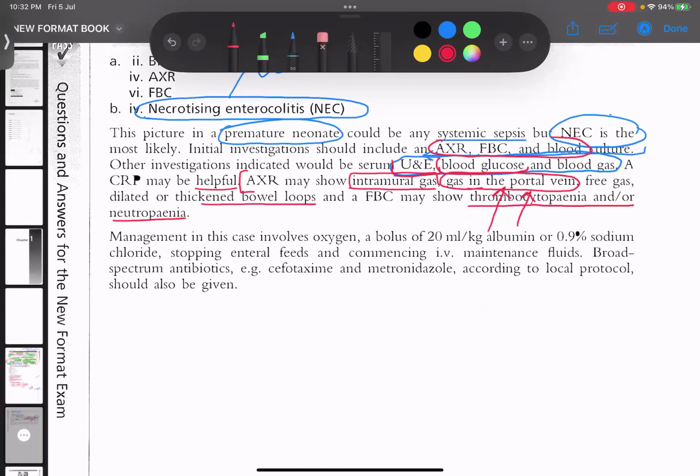And in case of management of this child, since this child is in shock, we'll give a bolus of 20 ml per kg of albumin or 0.9% sodium chloride. Along with that, stop the enteral feed and commence IV maintenance fluid and broad spectrum antibiotic, cefotaxime or metronidazole, because it's a neonate, according to the local protocol.